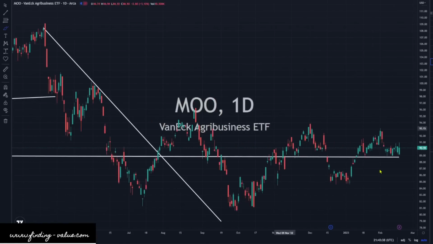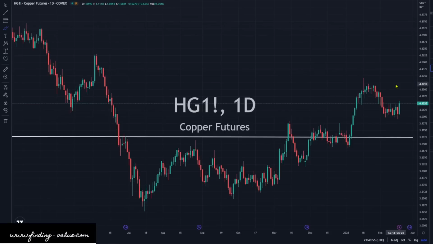Looking at MOO. MOO is the VanEck. We're right at support. There's not much selling pressure here. I am biased to the upside. What could change my opinion? Large interest rate moves to the upside and big selling pressure in the markets could change my opinion any second. But it hasn't happened yet.